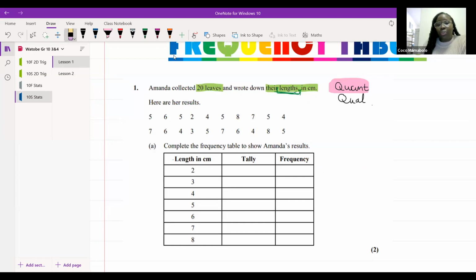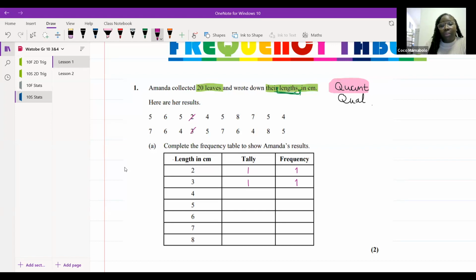So let's start with the leaves that measure 2 centimeters. How many leaves measure 2 centimeters, guys? 1. Good. Yes, Gift, that is correct. Just 1. So I'm going to put a tally of 1, and my frequency is also going to be 1. So we're going to cancel out 2. Good. What about 3? How many leaves measure 3 centimeters? 1, correct. Just 1. So I'm going to put a tally of 1, and my frequency is also 1.